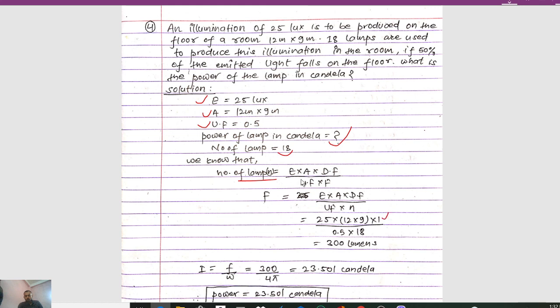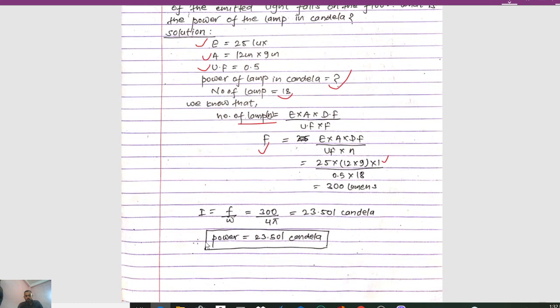So if you substitute all the values, you'll get the value of F as 300 lumens. And what is the power of the lamp in candela? So we have to calculate the power. We know I equals F upon omega. So F is calculated as 300 lumens, and omega equals 4 pi. So we'll get here 23.501 candela. So this is the required power.